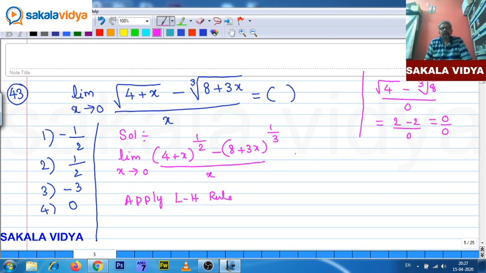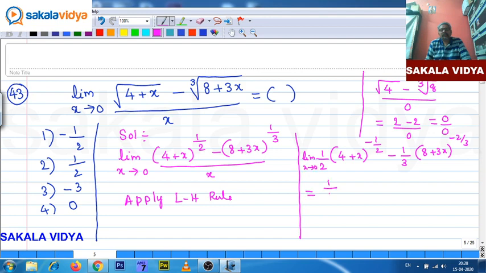Apply L'Hospital's rule. The derivative of (4 plus x) to the power of half is half into (4 plus x) to the power of half minus 1, which is minus half. And minus the derivative of this one: 1 by 3 into (8 plus 3x) to the power of 1 by 3 minus 1, that is minus 2 by 3. The derivative of x is 1. Now take the limit as x tends to 0. So that means half into 4 to the power of minus half, minus 1 by 3 into 8 to the power of minus 2 by 3.